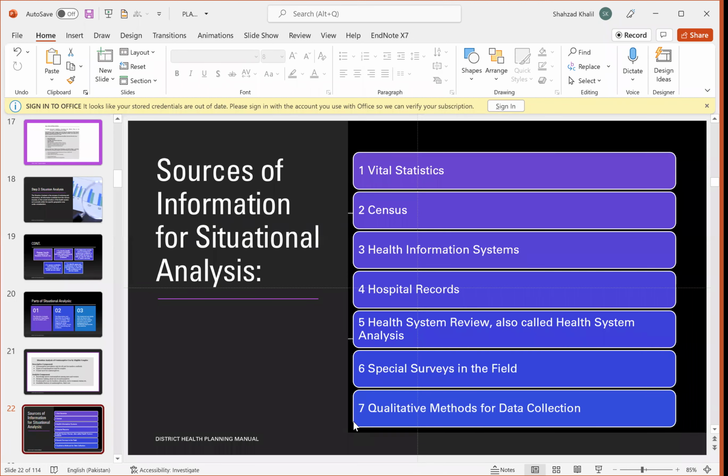So the sources of information for situation analysis include vital statistics, census, health information system, hospital records, health system review, also called health system analysis, special surveys in the field, and qualitative methods for data collection.